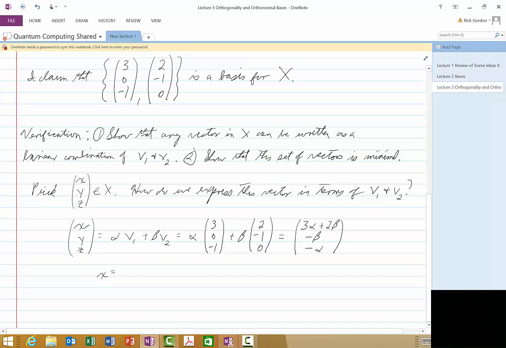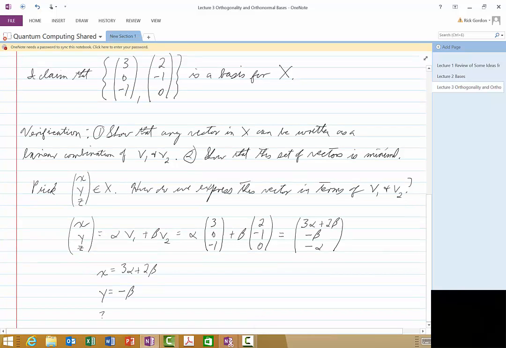So we have x is equal to 3 alpha plus 2 beta. Y is equal to minus beta, and z is minus alpha. And therefore, you see how our choice of making the y component of v1 equal to 0 and the z component of the second vector 0 has led to simple expressions here for the y and z component, which in turn has allowed us now to solve for alpha and beta very easily. We find that beta is equal to negative y, and alpha is equal to negative z.